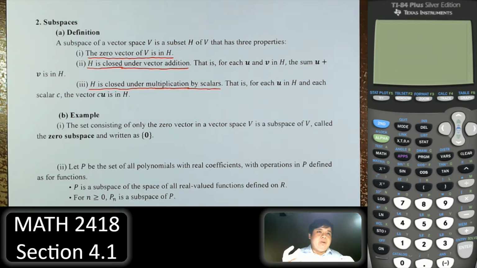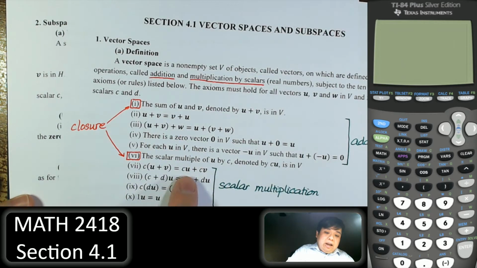So what is the difference between the vector space and the subspace? Well, the name says it. A subspace is a subset of the vector space. Because it is a subset of the vector space, the addition and the multiplication are inherited from the vector space.